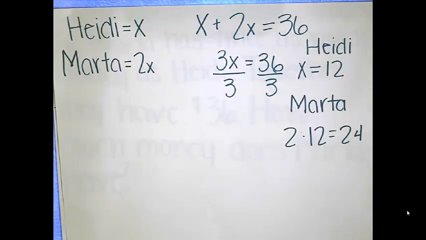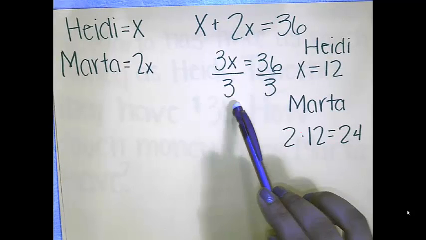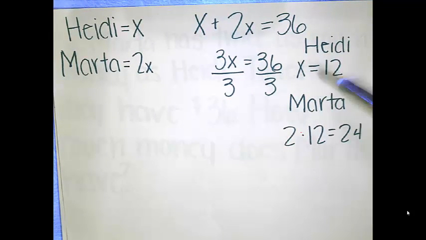You can combine like terms, which would make it 3x equals 36. Then you would divide: 3x divided by 3 and 36 divided by 3, which would make x equals 12. So that's how much Heidi has. And then Marta has 2 times Heidi's amount, so you'll do 2 times 12, which equals 24, and that's how much Marta has.